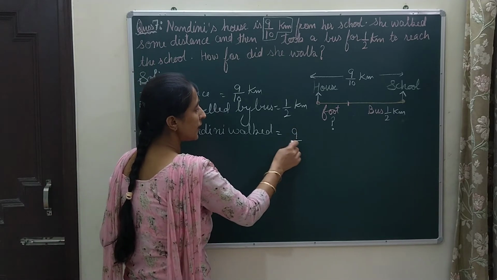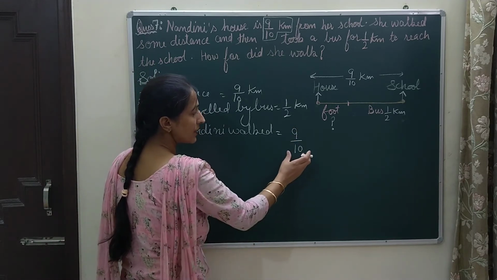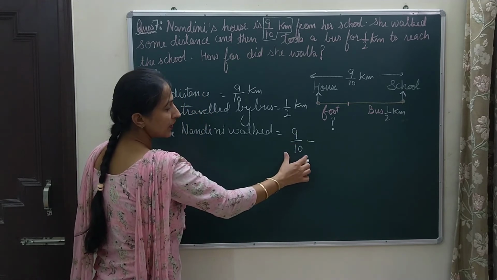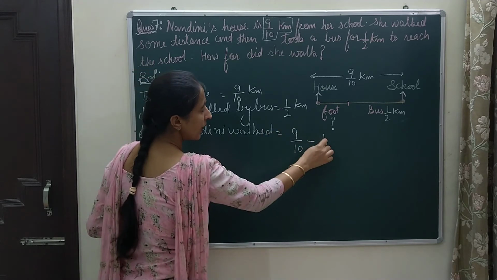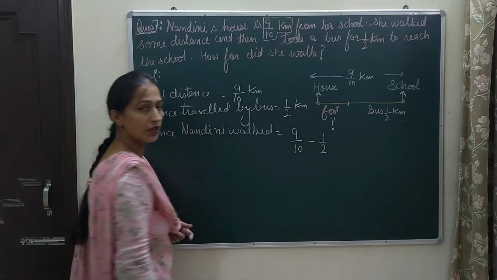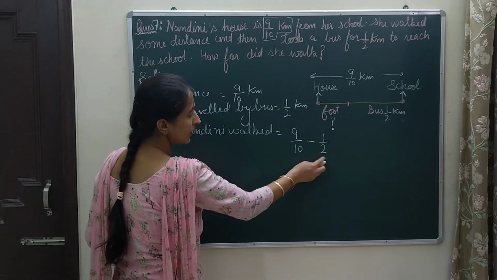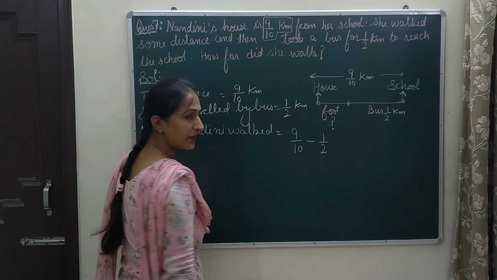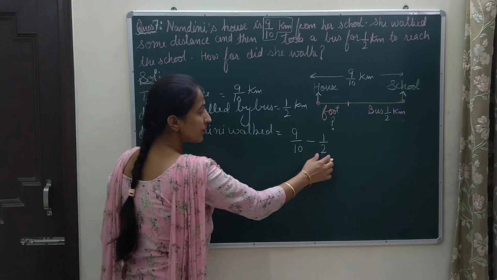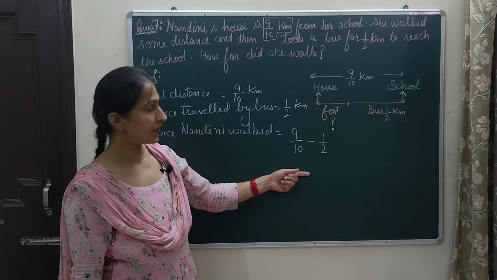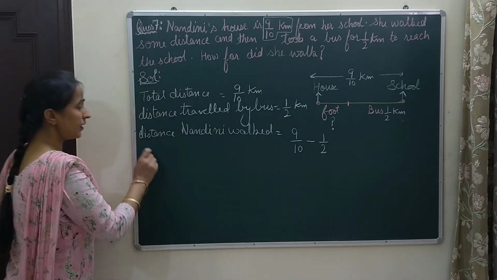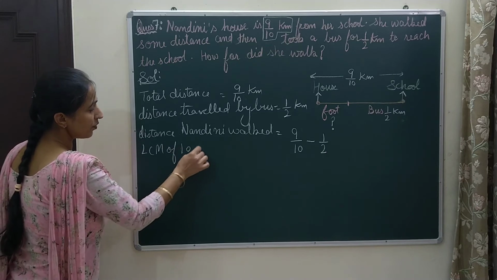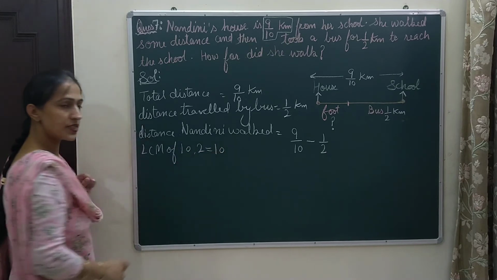In front we will keep the total distance because that is the bigger quantity, and whenever you are doing subtraction you will keep the bigger term in the front, and from that we will subtract the smaller term. So 1 by 2 is the smaller term, as this is the distance traveled by bus only, so we will be subtracting both of these. As you can see, the denominators are not the same again, so we will find the LCM of both denominators. LCM of 10 and 2 is 10.